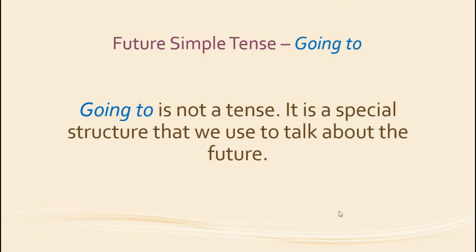Okay, this is the second element that we use for speaking in future simple tense. It's called going to. Now, going to is not a tense. It is a special structure that we use to talk about the future.